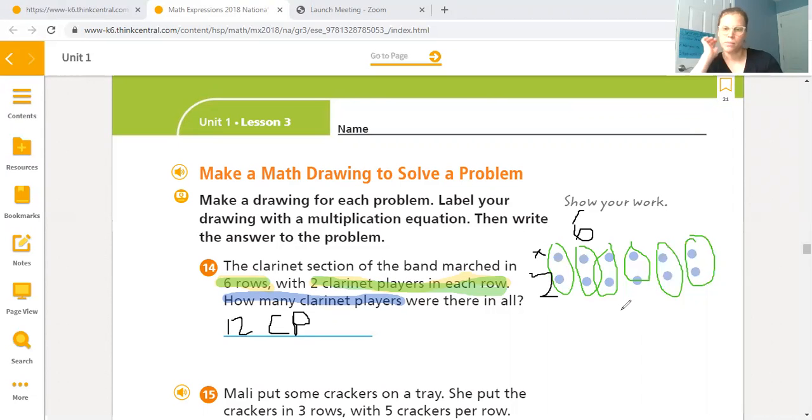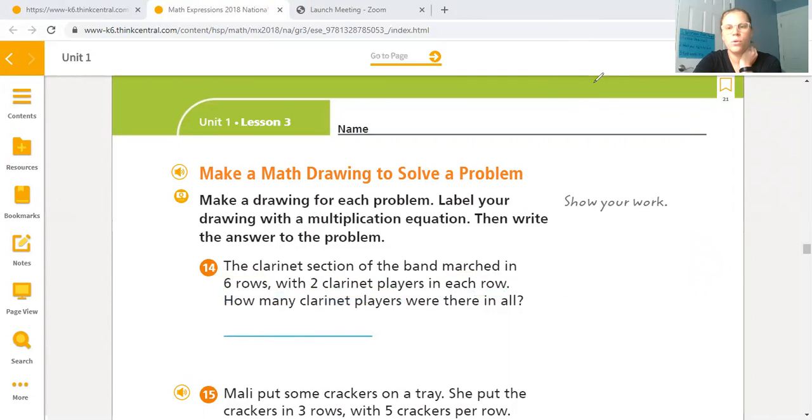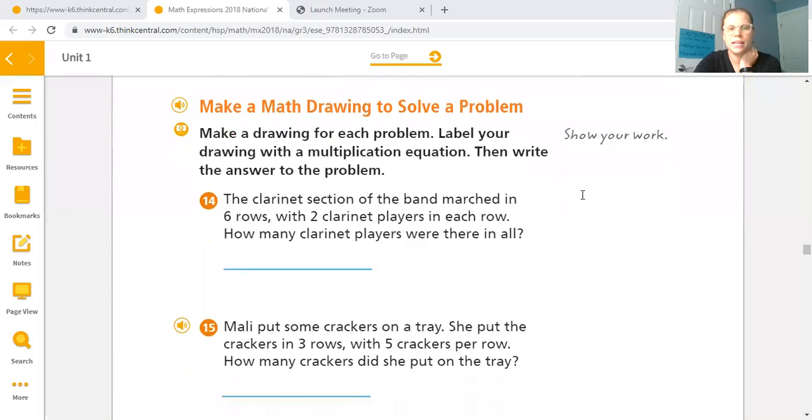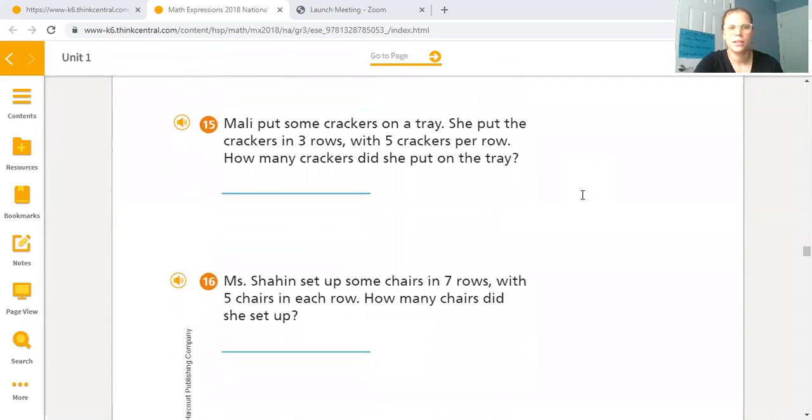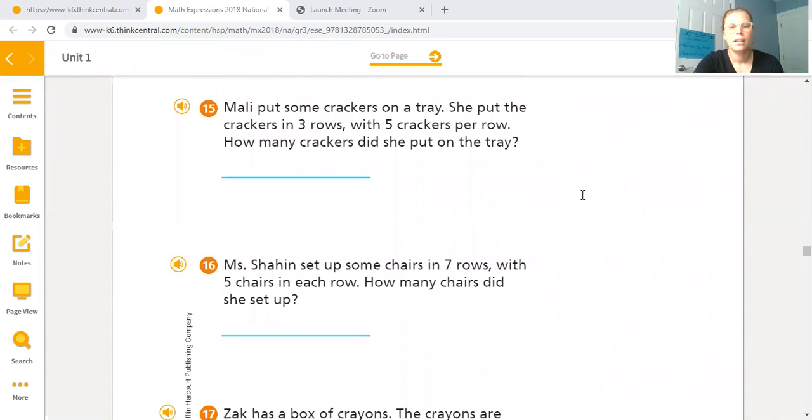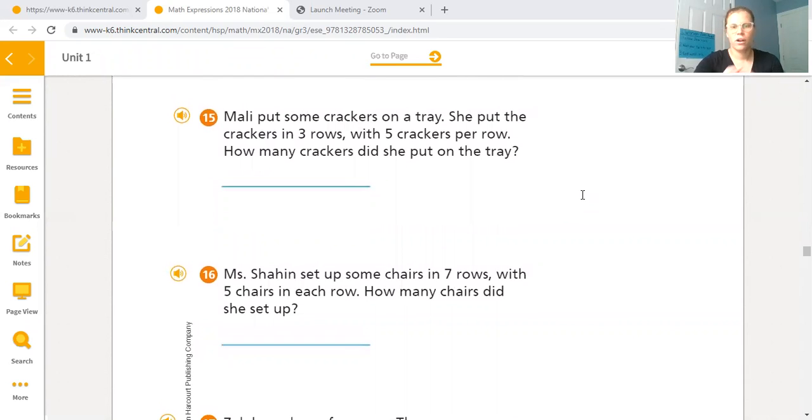It's very hard for me to write with this pencil. I apologize for the sloppiness. So 6 times 2 equals 12. And that is how we found our answer of 12 clarinet players. I'm going to erase all of this and scroll down so that you can see 2 more problems. I would love for you to practice these on your own. So here are the 2 problems. If you want to pause your screen and do the work here, make sure you draw a drawing and then label your drawing and then always label your answer.